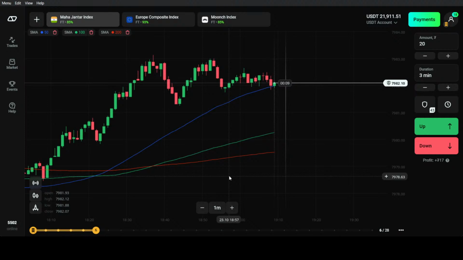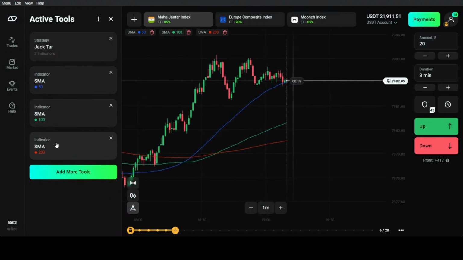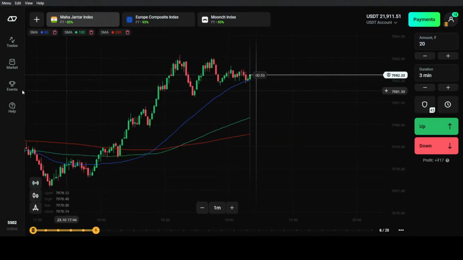Now I see many people have just joined in. People who have joined in, we are learning the Jacktar strategy today, and these are the settings of the SMA that we have. We have three SMAs: 50, 100, and 200. If you guys have any questions about the Jacktar strategy, how we catch the signal, how we make the trade, feel free to drop it in the comment section and I will guide you about the same. All right.